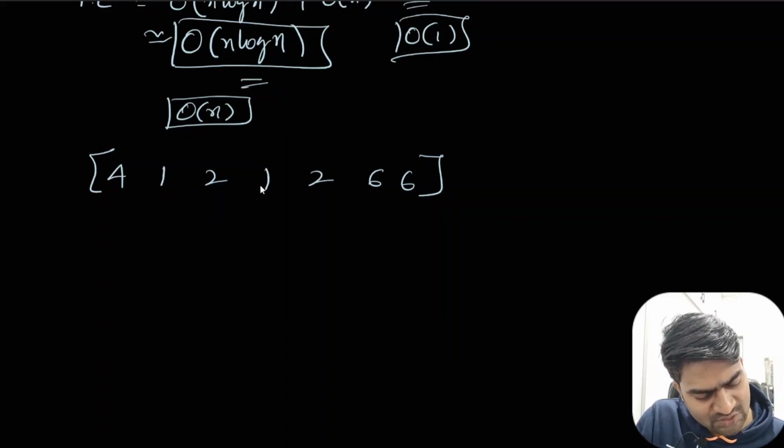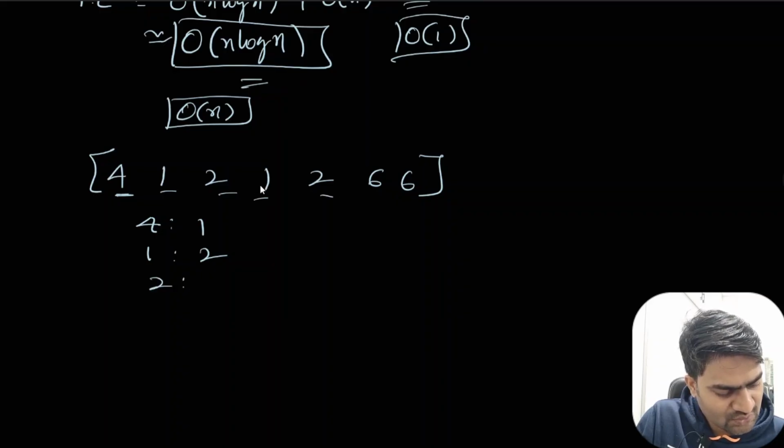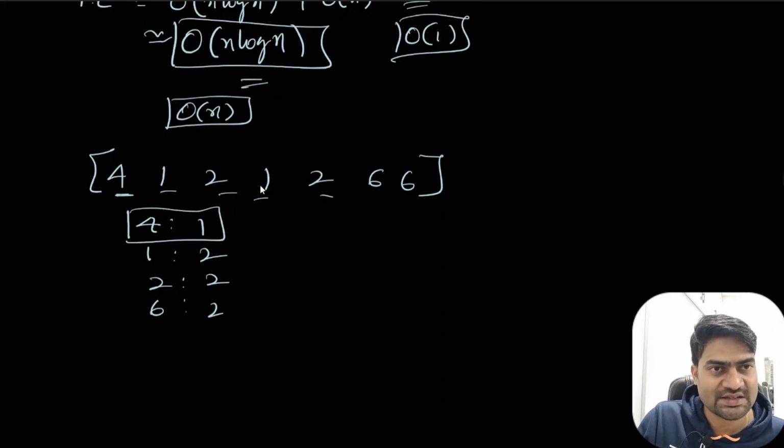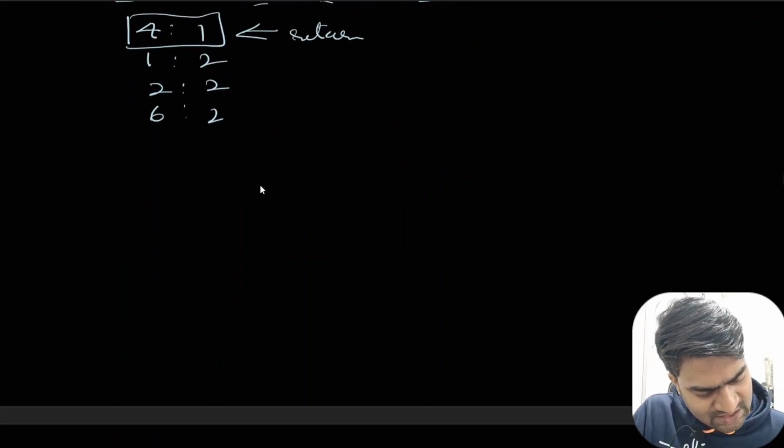So now, 4 appears once. 1 appears 2 times, 2 appears 2 times, 6 appears 2 times. So which appears only once? Our 4 appears only once. That way we can return this answer. Okay, let us try to write the pseudocode for that.